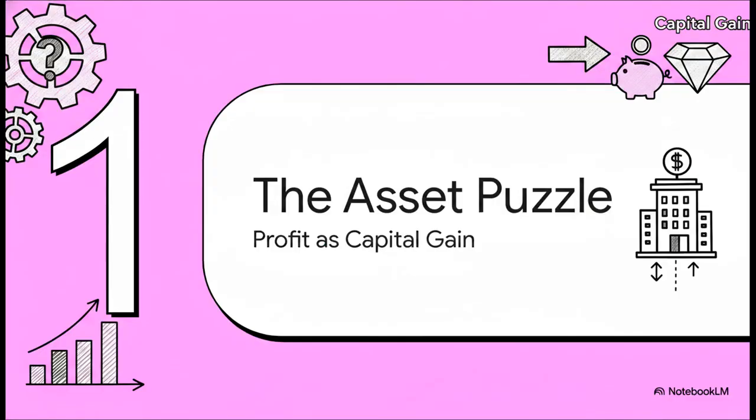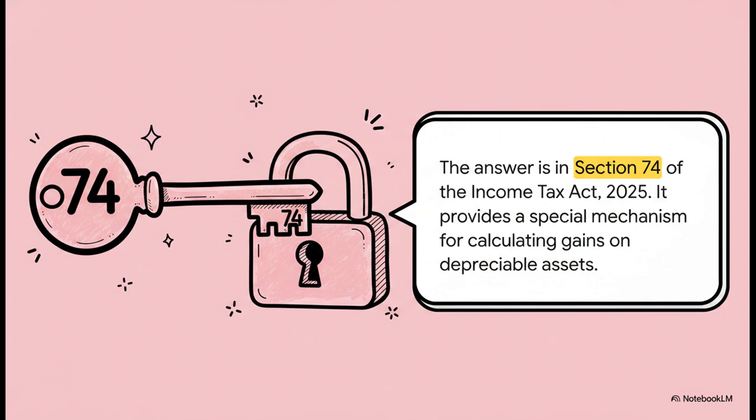The real puzzle here is figuring out that specific moment when the profit you make from selling a business asset, something you've been depreciating for years, suddenly stops being treated as normal business income and transforms into a capital gain. And the key that unlocks this whole puzzle, as you might have guessed, is found in one specific place, Section 74. This is the section that gives us the exact rulebook, the precise mechanism for calculating and classifying these gains. It's tailor-made for this exact scenario.